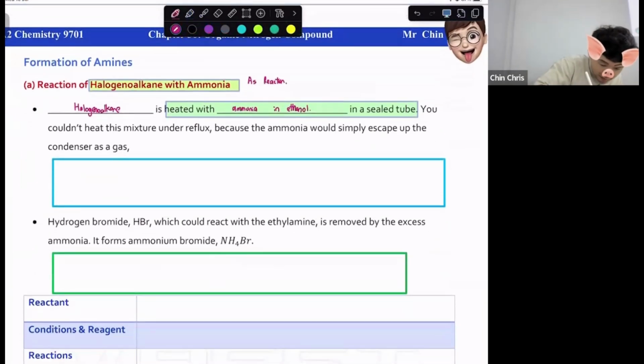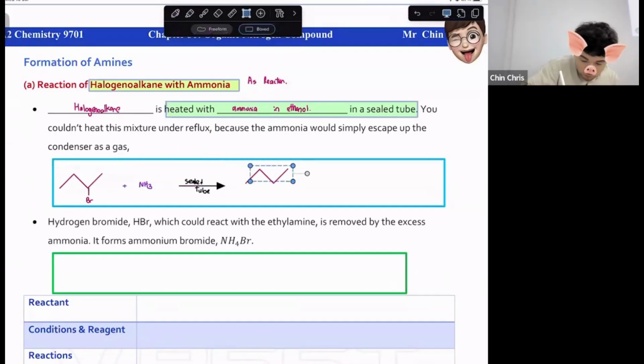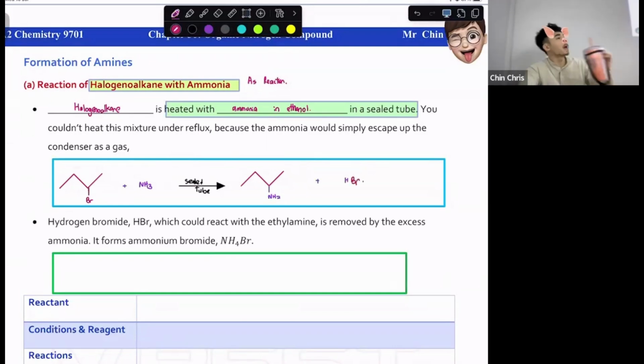Alright, so now let's say I have this compound and I add NH3, under pressure or in a steel tube. What is it going to turn into? You get NH2 plus HBr. So you get 2-butylamine. Am I right?